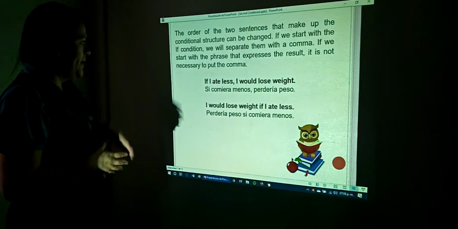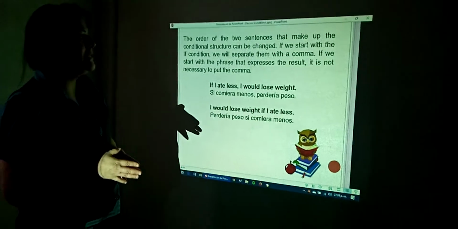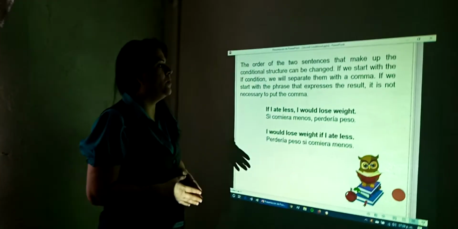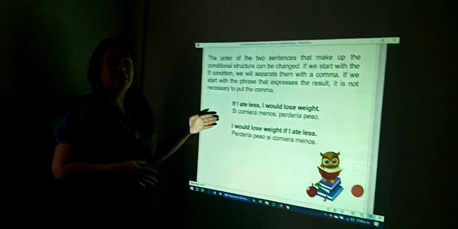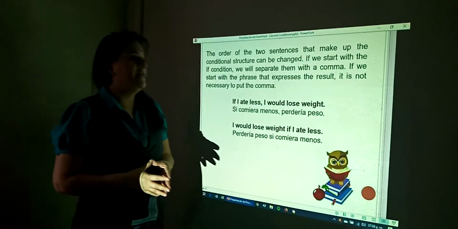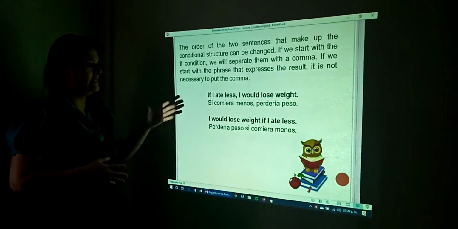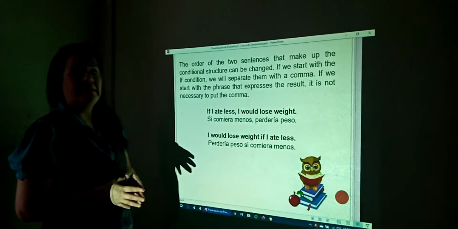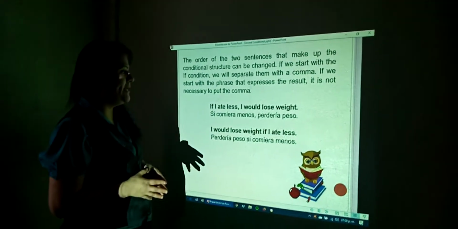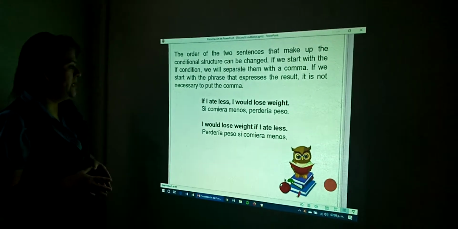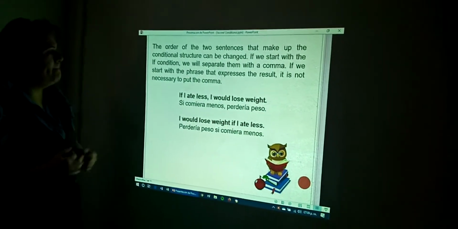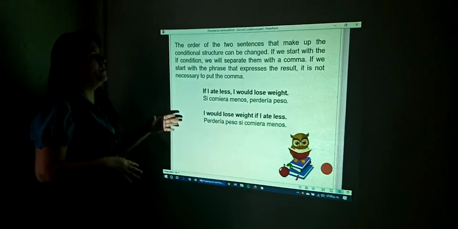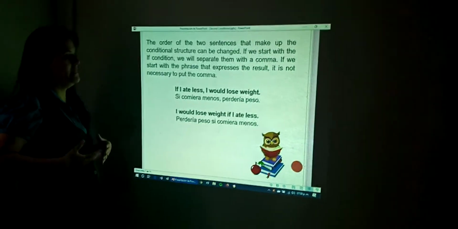Let's see the example. If I ate less, I would lose weight. Repeat. If I ate less, I would lose weight. In Spanish: si comiera menos, perdería peso. Okay, this is an example. Next example: I would lose weight if I ate less. Repeat. I would lose weight if I ate less. Spanish: perdería peso si comiera menos. Okay, look right here at the comma. If I ate less, si comiera menos, I would lose weight, perdería peso.